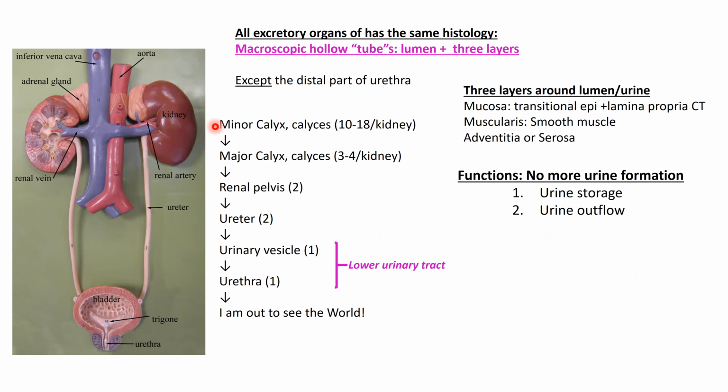And you already know this from minor calyx, major calyx, renal pelvis, ureter, urinary vesicle, urethra. Officially, these two are the lower urinary tract, and we are dealing with macroscopic tubes, so three layers are making up the wall, and the main function is urine storage and urine outflow. And remember, too thick, so no more urine formation.